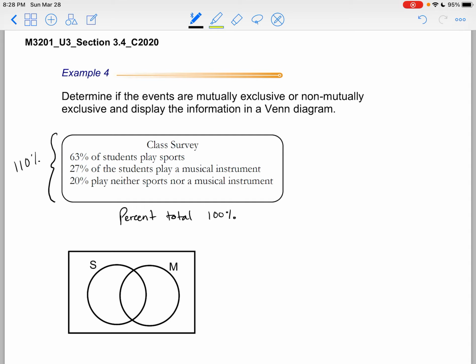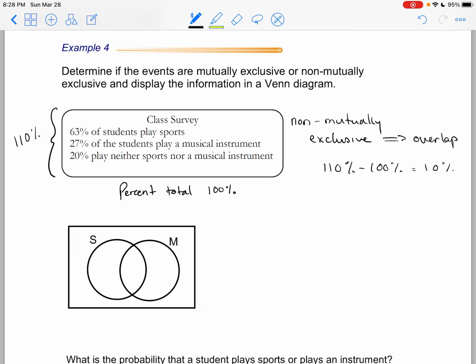Okay, so these events are non-mutually exclusive, which just means there's some overlap, right? Non-mutually exclusive, so there's some overlap. And what is the overlap? Well, 110% minus 100%, 10% overlap. So we'll do a little Venn diagram here, and it's already drawn.